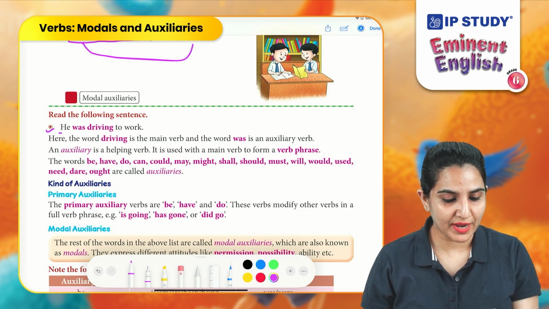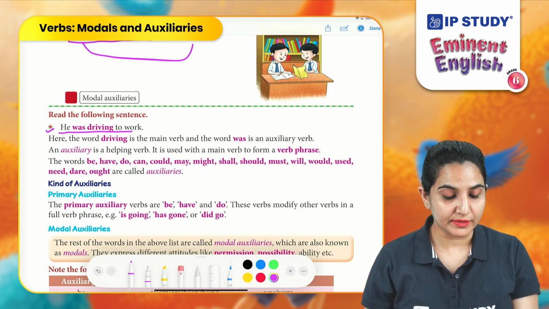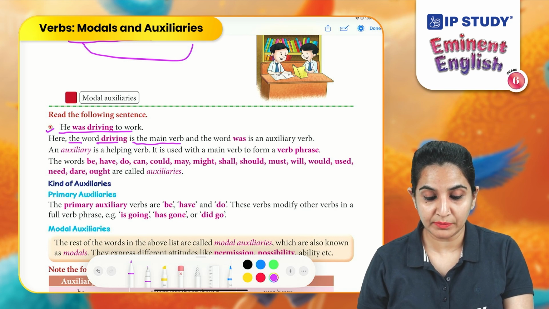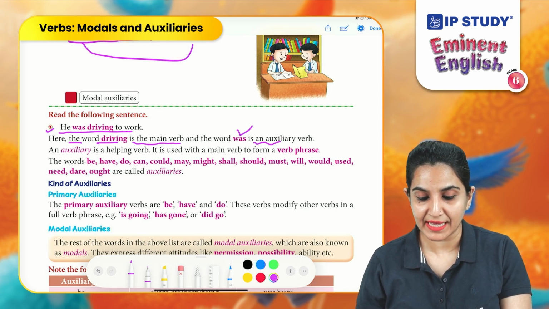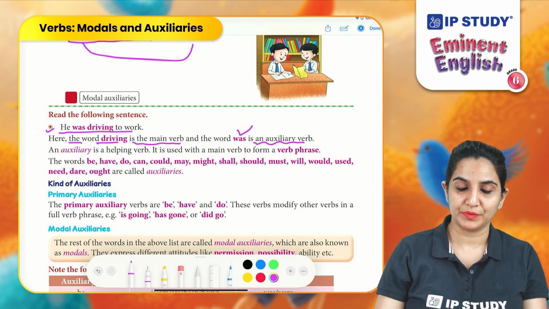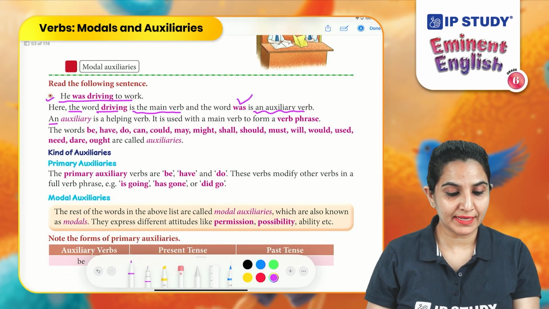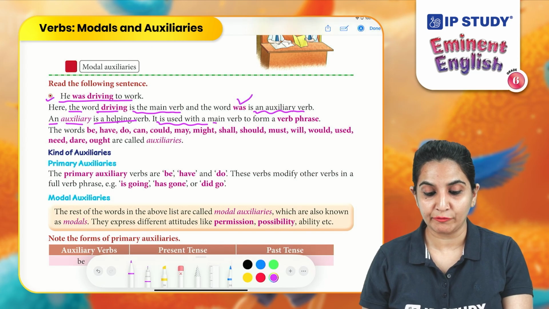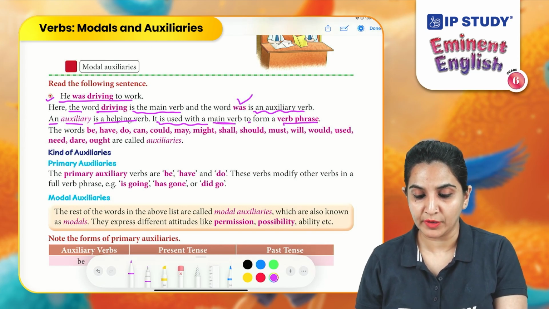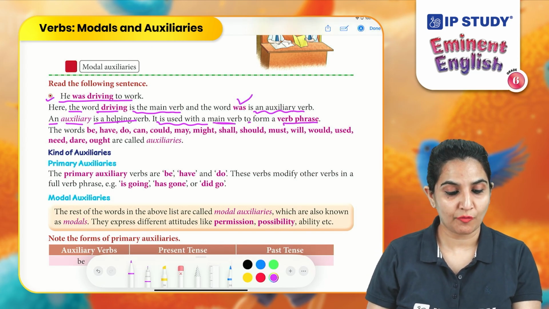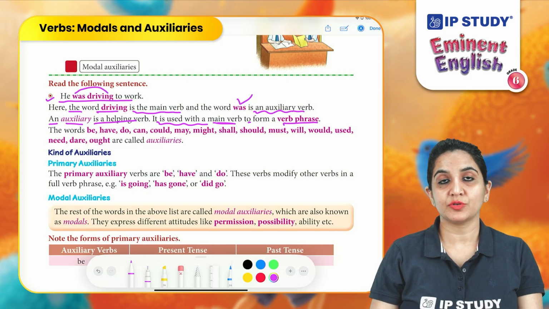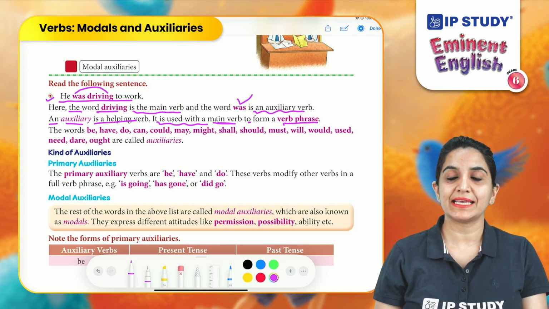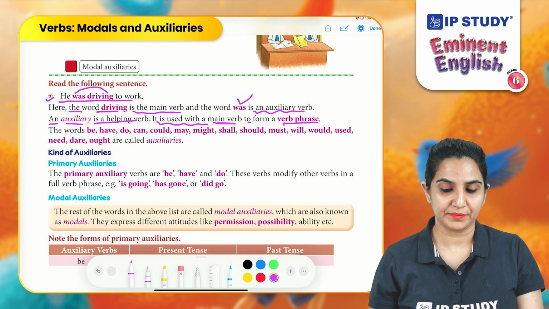He was driving to work. Here, the word driving is the main verb and the word was is an auxiliary verb. An auxiliary is a helping verb. It is used with the main verb to form a verb phrase such as was driving. So, driving is the main verb, and was is a helping verb here.